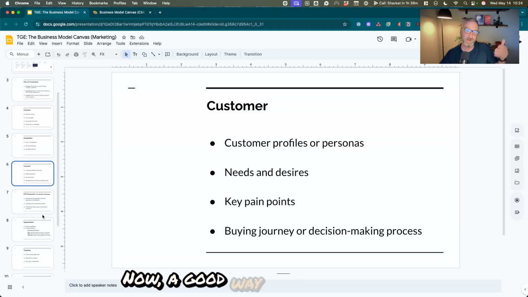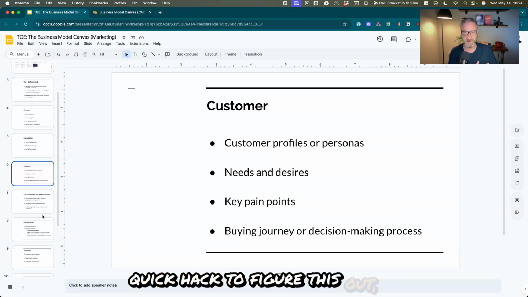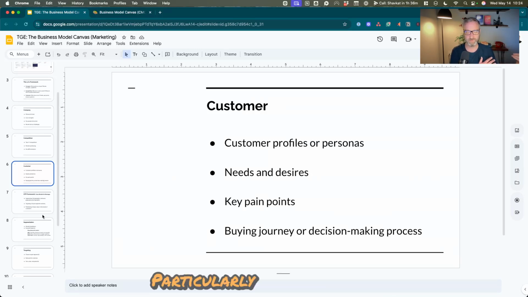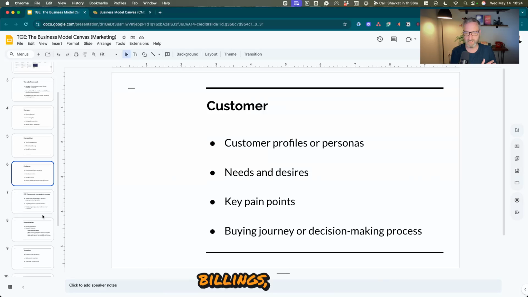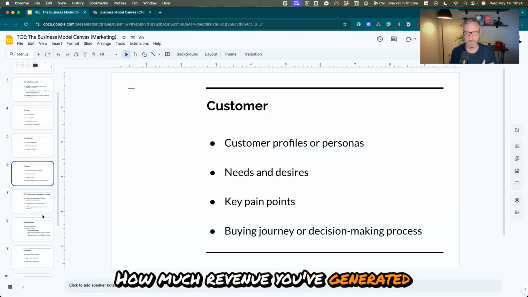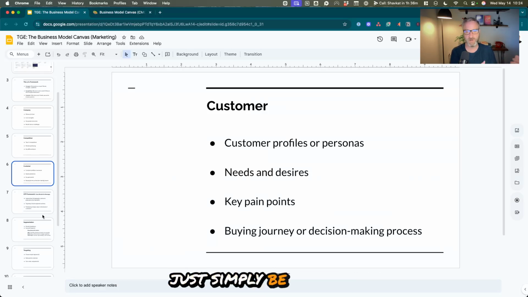Now, a good way to find out what this looks like, if you want a quick hack to figure this out, is just to look at past results, particularly as a software company. Like, what are your customers that stay the longest, to get the most value? What that could look like: billings, right? How much revenue you generated per customer type, or it could just simply be product utilization, who actually uses the thing and gets the value out of it.